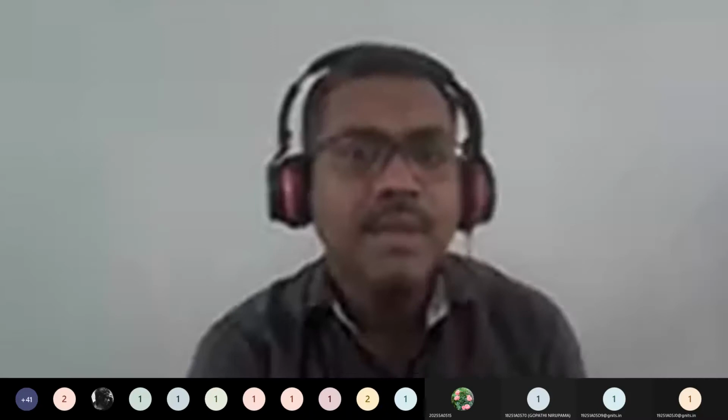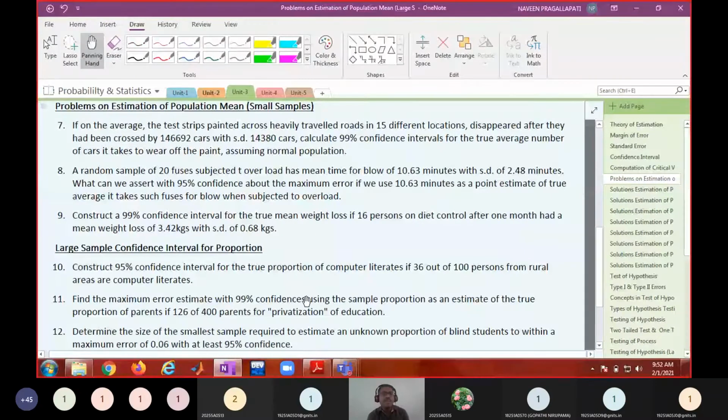Okay, so we were doing problems on confidence interval for population mean for small samples. So this is the problem given. In this problem, what is your first observation?